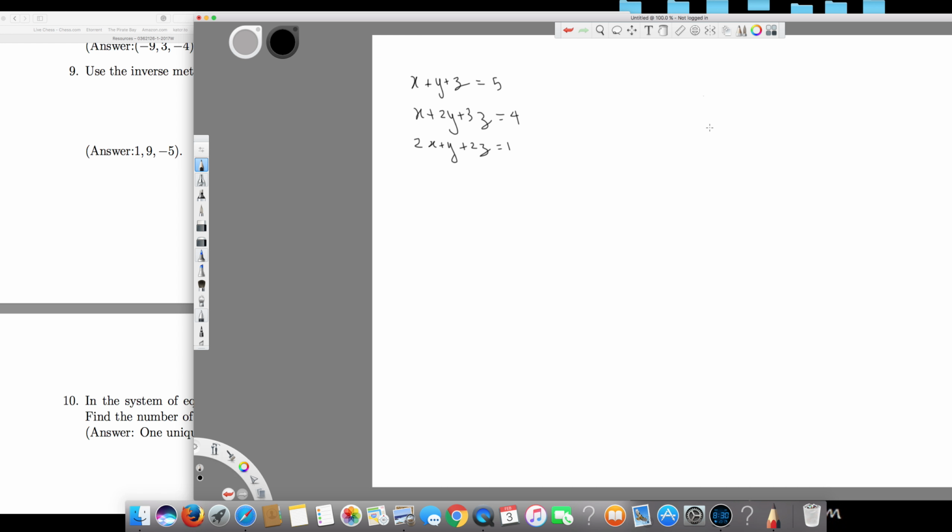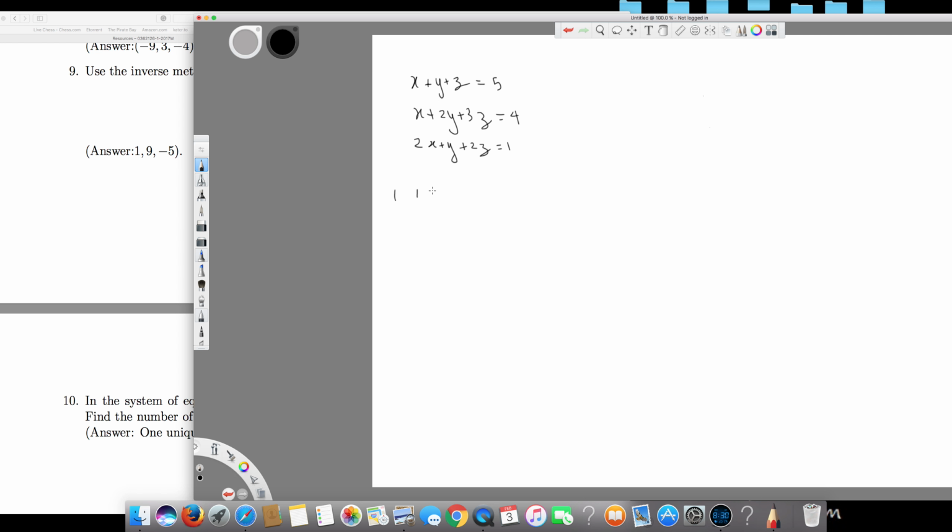Inverse method means, I don't know whether you know it or not, the Gauss-Jordan method. If you switch the Gauss-Jordan pattern from left to right, you will get the inverse answer. I will show you one by one. First, let's take the matrix form of these equations.